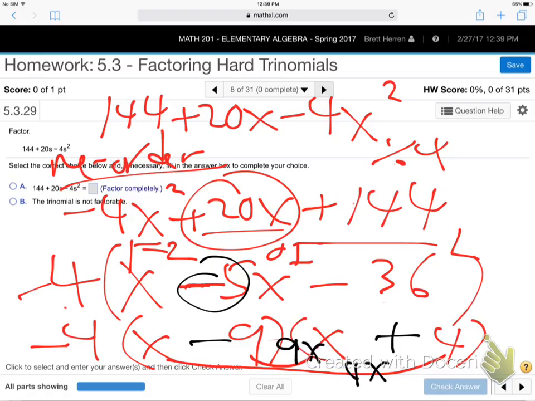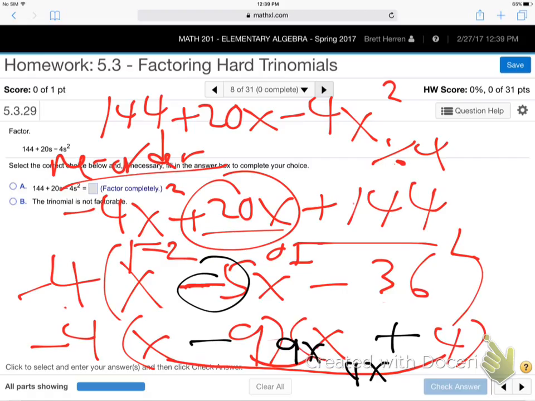So are you okay with all that? Let me recap one more time. We reordered. You want highest power to lowest: x squared, x, no x. And then we saw there's a negative in the front, and 4 goes into all of them. So we took out a negative 4. And that means we divided each of them by negative 4 to find out what would go inside.